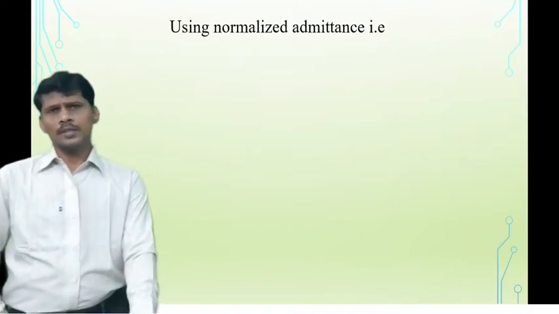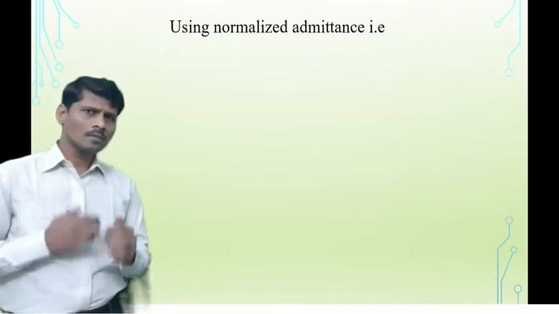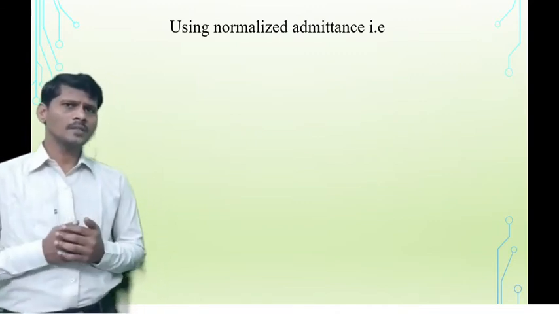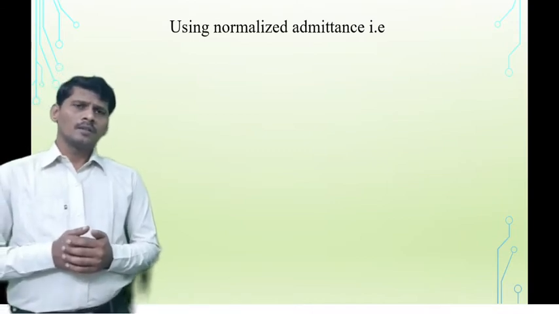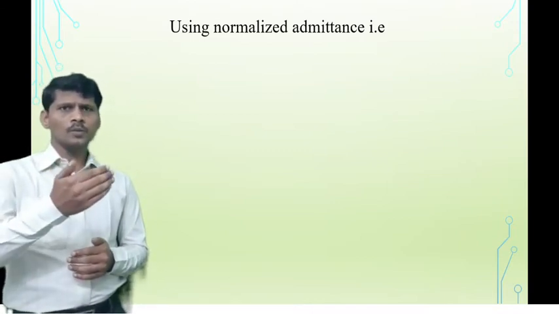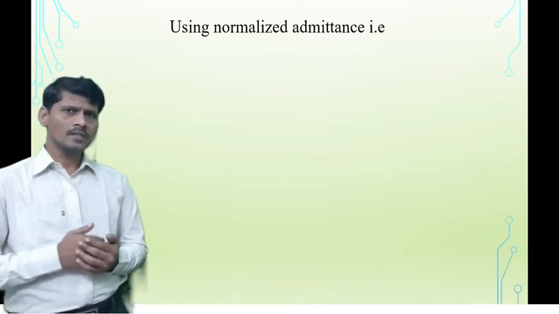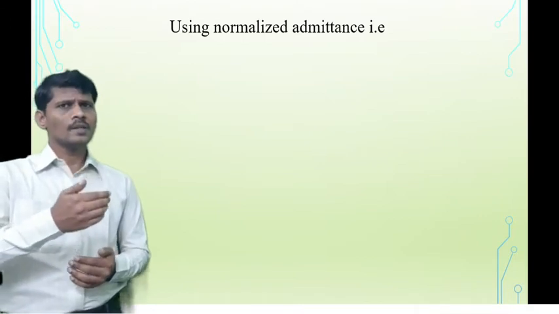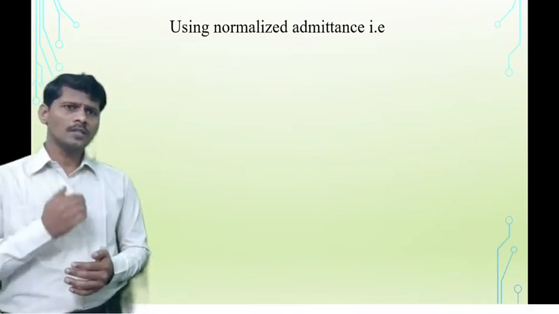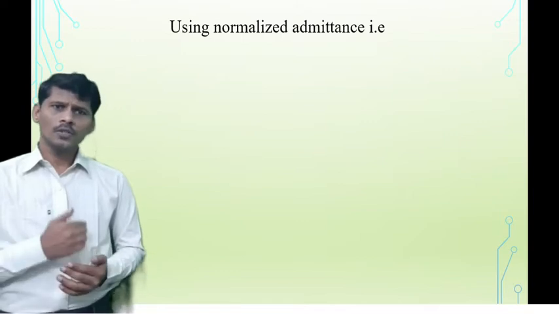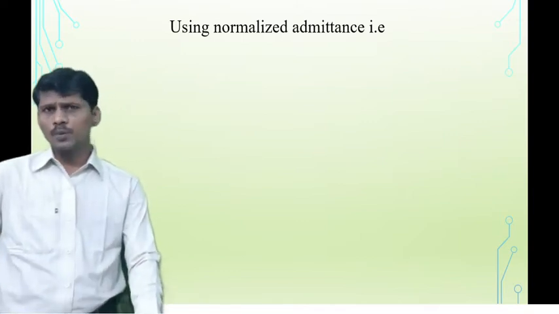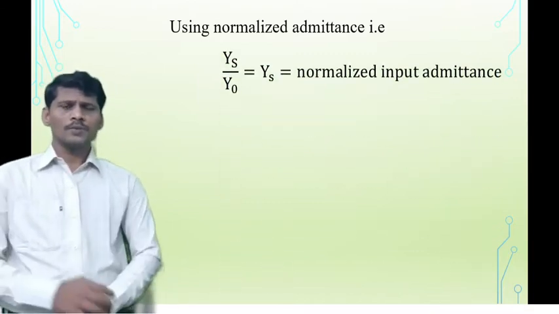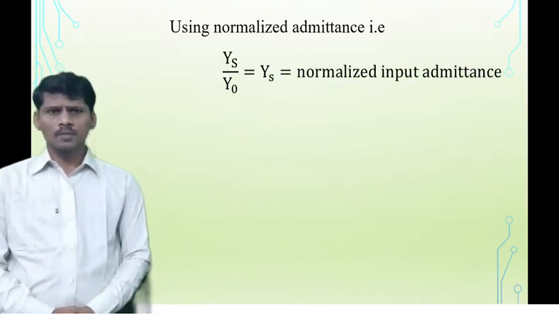Using normalized admittances. So what are the normalized admittances, and what are the normalized impedances? The normalized impedance is defined as the ratio of the load impedance to the characteristic impedance, that is the normalized load impedance. And the normalized input impedance is the input impedance by the characteristic impedance. Now here we are using normalized admittances. Admittance is the reciprocal of the impedance. So using normalized admittances, y suffix small s is equal to Y suffix capital S by Y0.